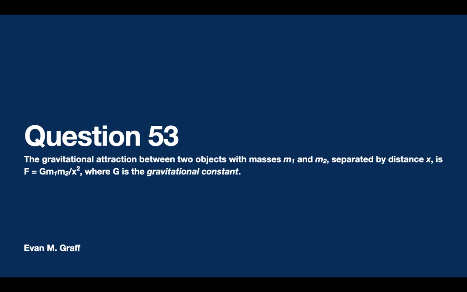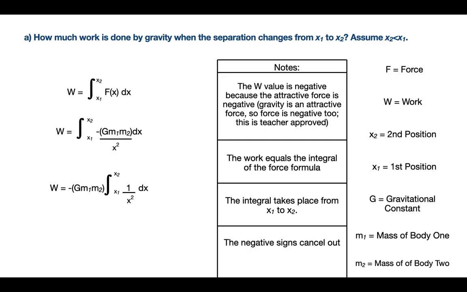Objects with masses m1 and m2 separated by distance x experience a gravitational force F equals g times m1 times m2 divided by x squared, where g is the gravitational constant. How much work is done by gravity when the separation changes from x1 to x2? Assume x2 is less than x1.